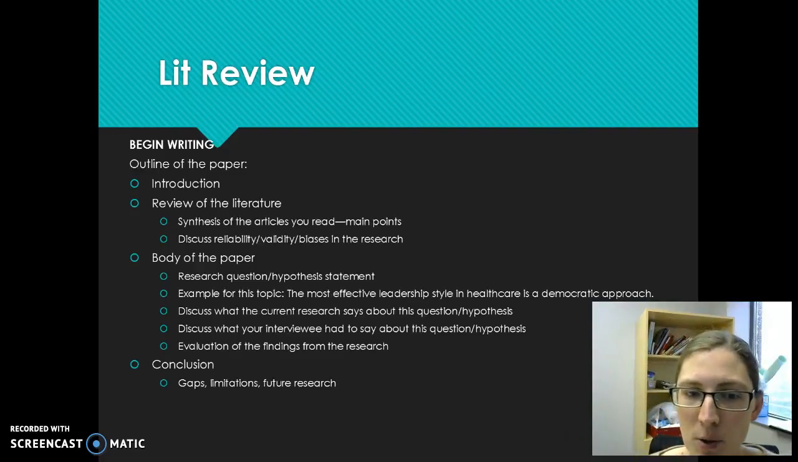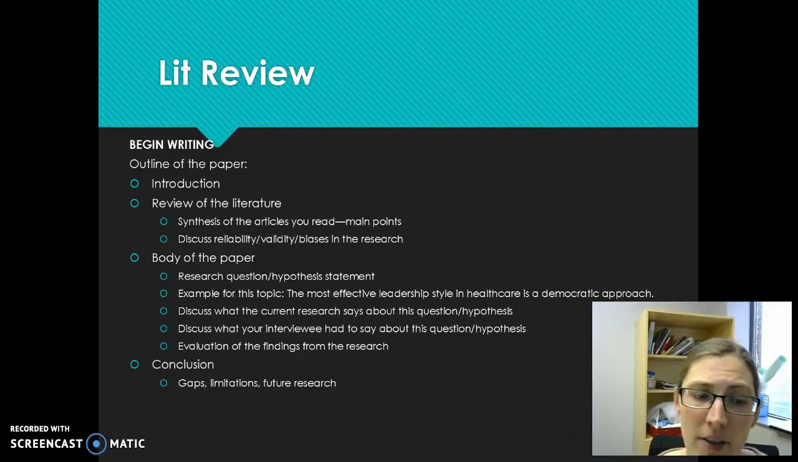And then the body of the paper is really where you introduce that research question, and then use the research that you've read to answer that question. So you might say what the current research says about that question, hypothesis. What did your interviewee, who did you interview, what were their thoughts on that question? And then you would evaluate the findings. What were the pros and cons of each of the research?